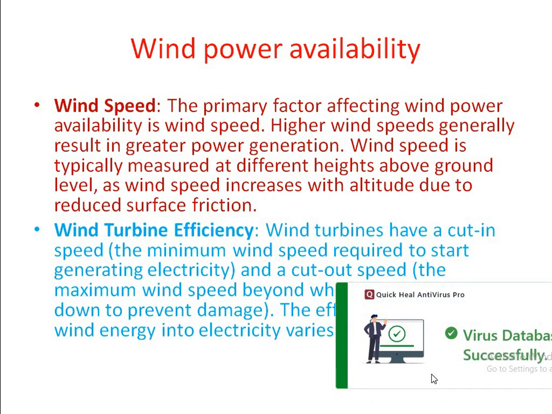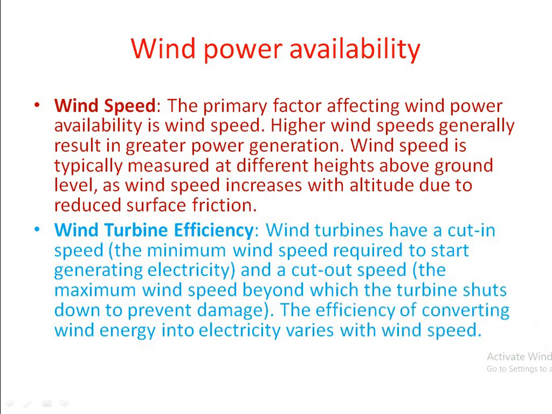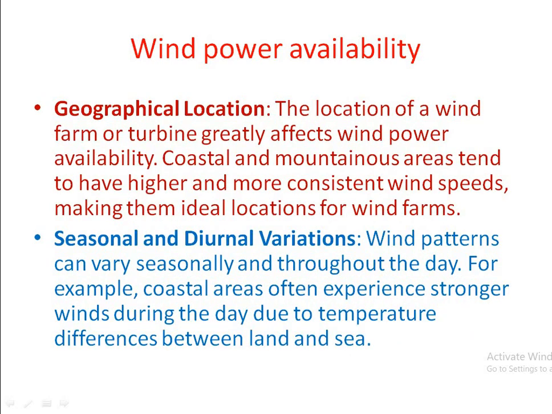Second one is the wind turbine efficiency. Wind turbines have a cut-in speed, that is the minimum wind speed required to start generating electricity, and a cut-off speed or cut-out speed, the maximum wind speed beyond which the turbine shuts down to prevent damage. The efficiency of converting wind energy into electricity varies with the wind speed.